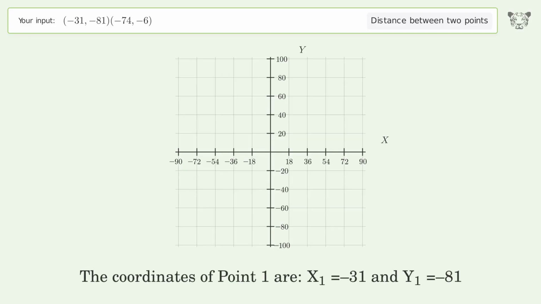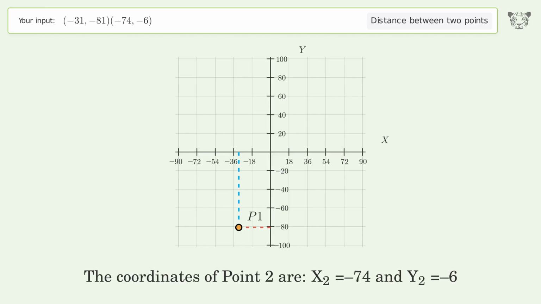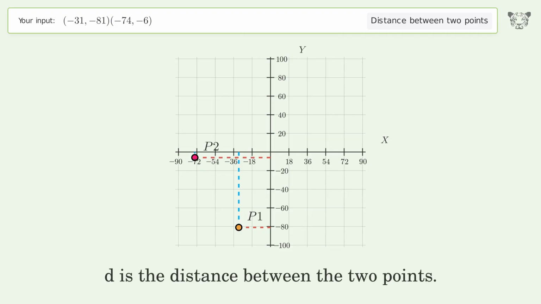The coordinates of point 1 are x1 equals -31 and y1 equals -81. The coordinates of point 2 are x2 equals -74 and y2 equals -6. D is the distance between the 2 points.